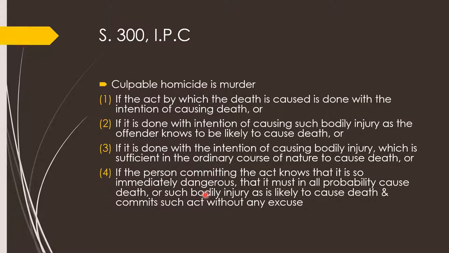Section 300 IPC: a culpable homicide is murder if the act by which the death is caused is done with the intention of causing death. So we have to prove the intention of the person who has committed the offense to cause death. So the first point is to prove the intention.